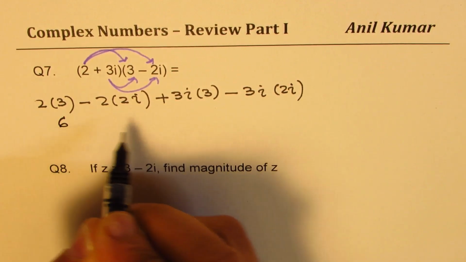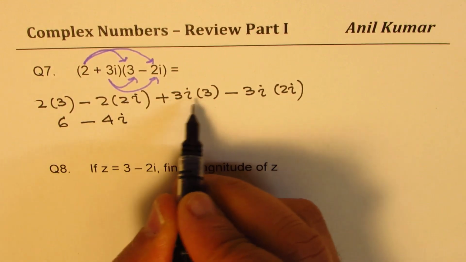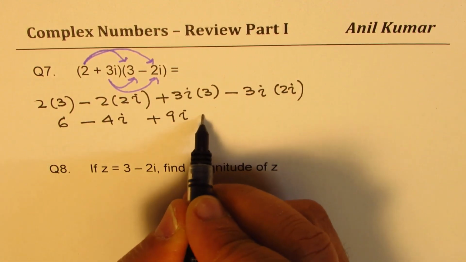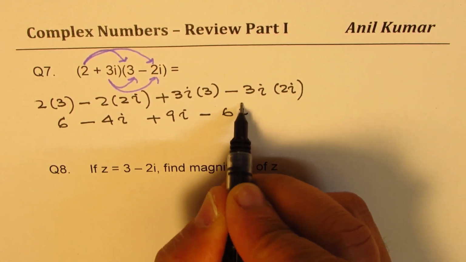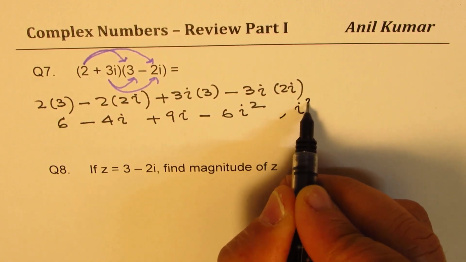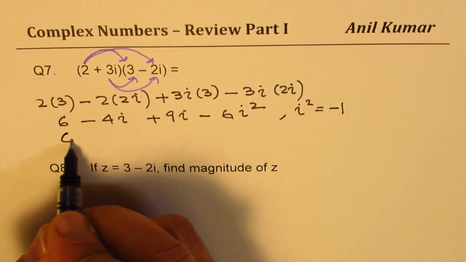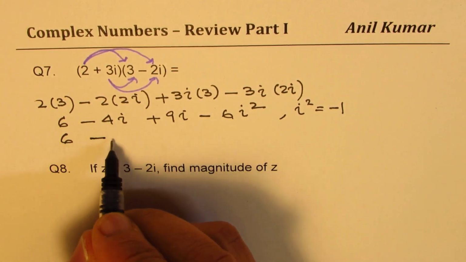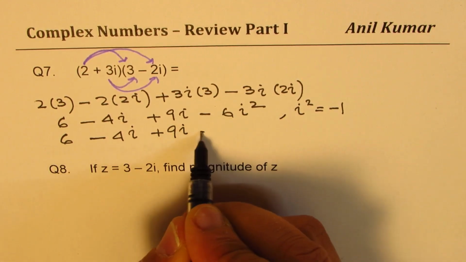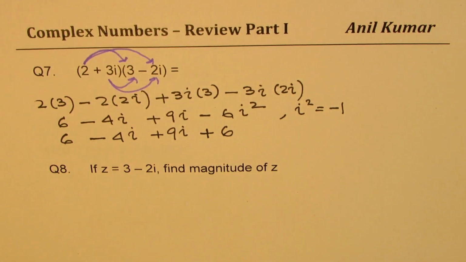2 times 3 is 6, 2 times 2 is 4i. Now here we get 3 times 3 as 9i, and 3 times 2 as 6, and then we get i squared. Now i squared is minus 1, right? Remember, i squared is minus 1. So that becomes plus 6. So we could write this as 6 minus 4i. We could combine these two, right? And here this becomes plus 6 since i squared is minus 1.